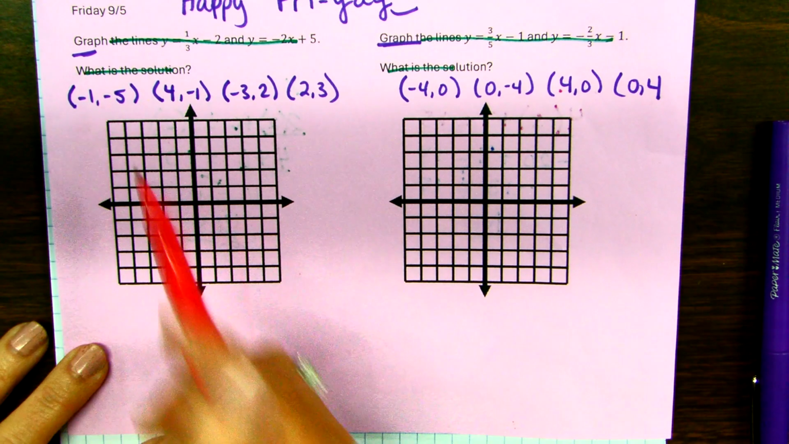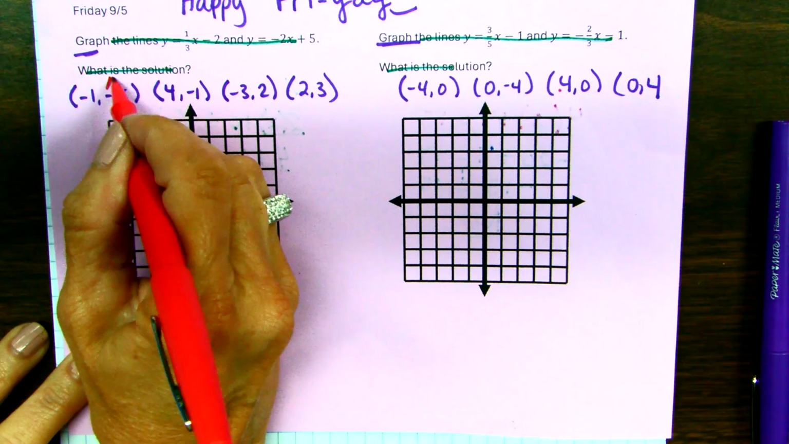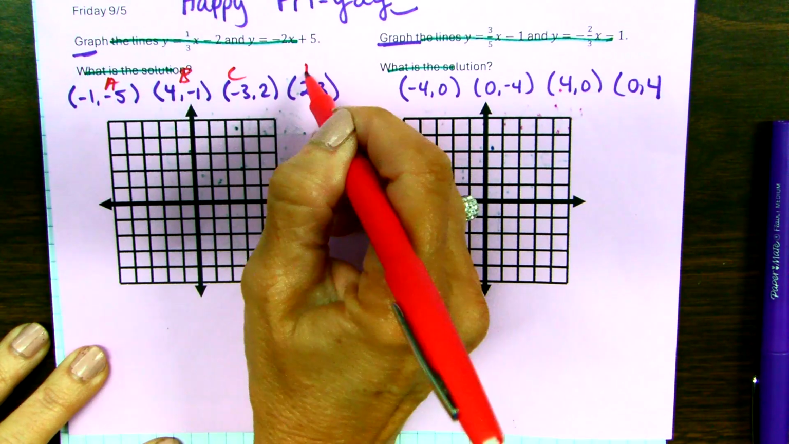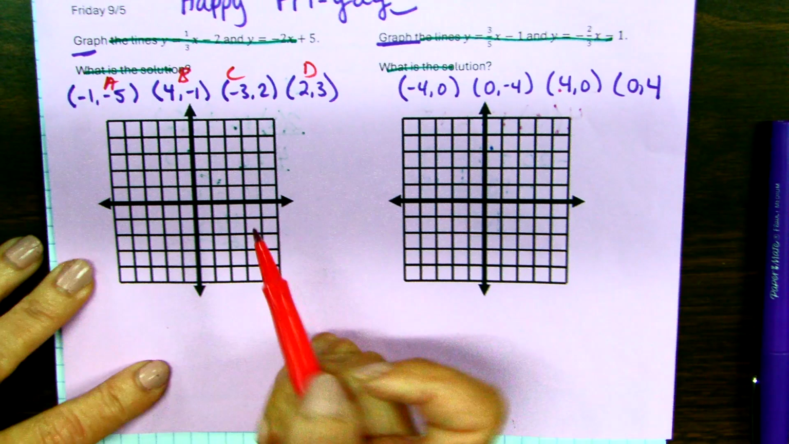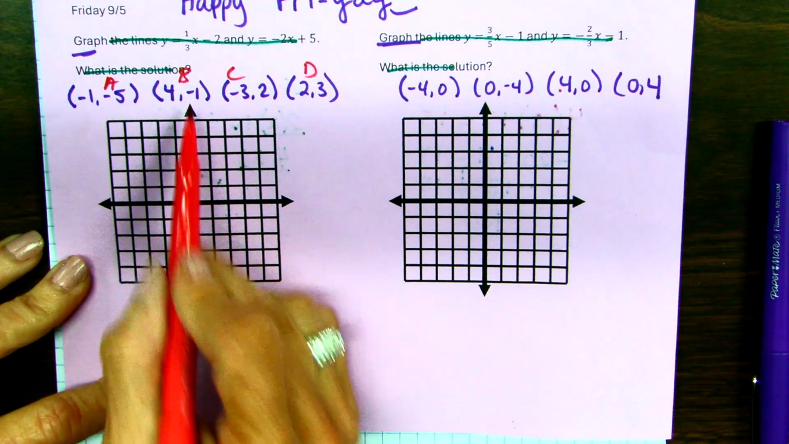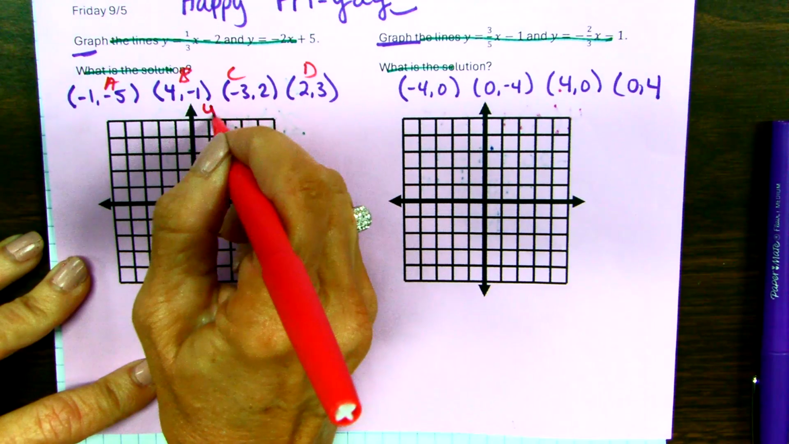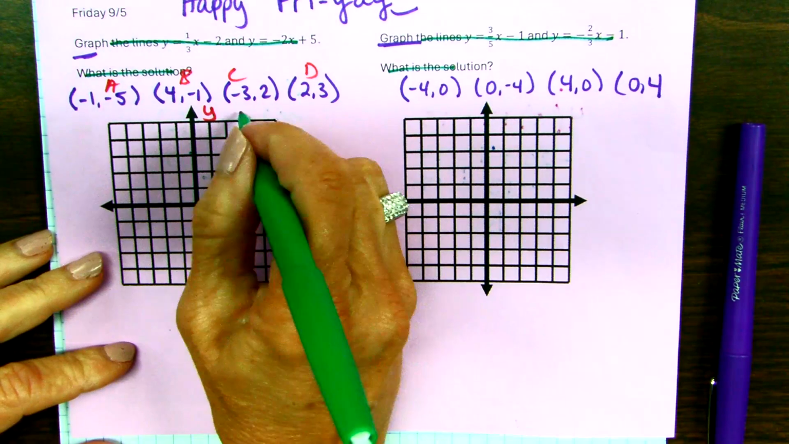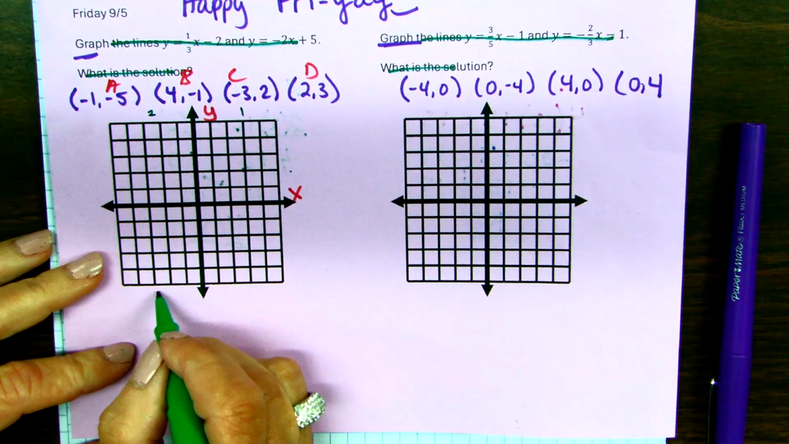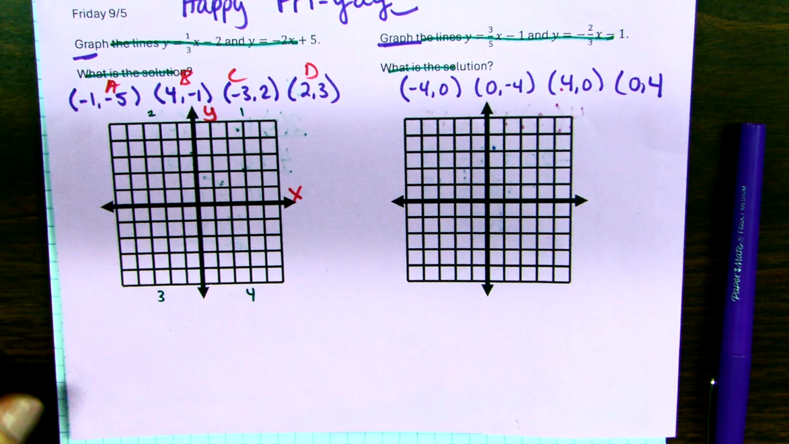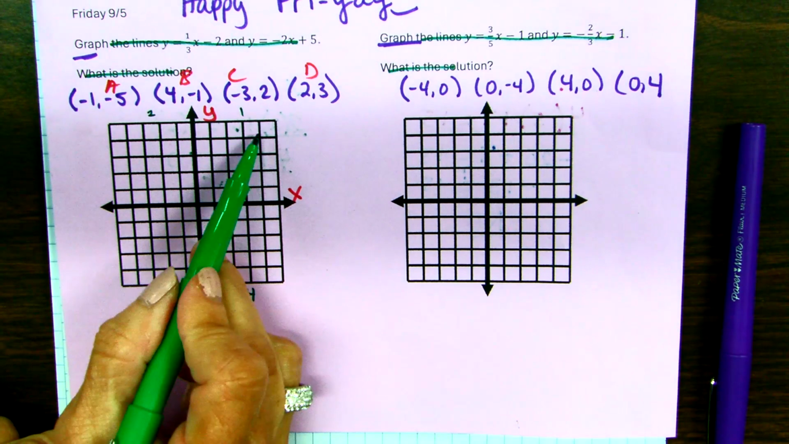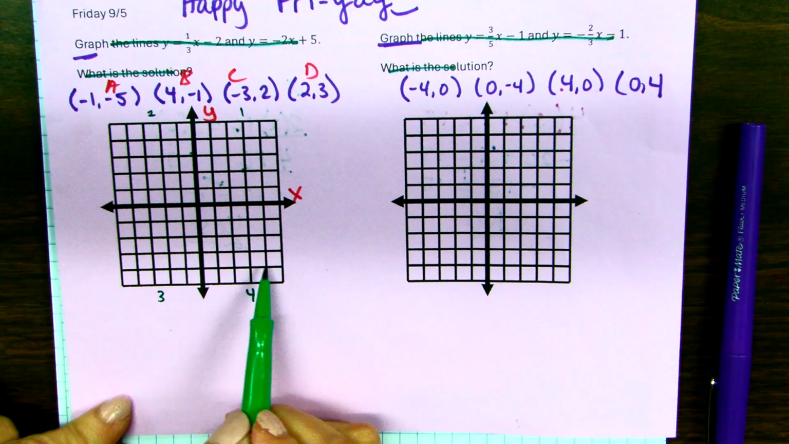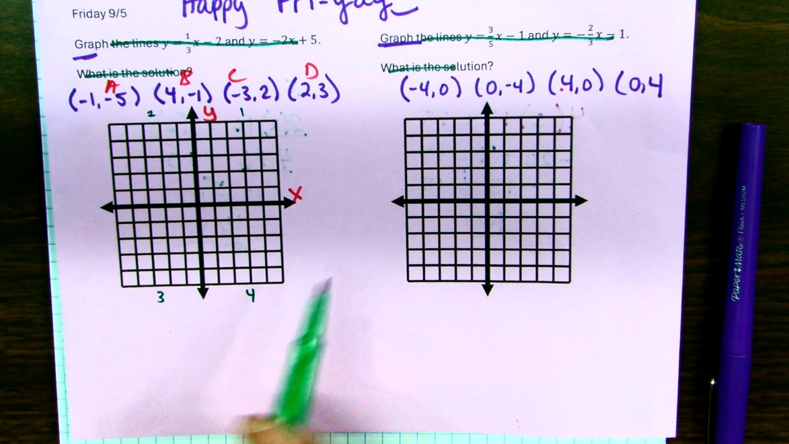Looking at these ordered pairs, let's just call them A, B, C, D, so we can label them. And as a reminder, this is the coordinate plane. This is your x-axis. This is your y-axis. And we have 4 quadrants: 1, 2, 3, 4. That order matters, okay? This is always quadrant 1, quadrant 2, quadrant 3, quadrant 4. We need to know that.